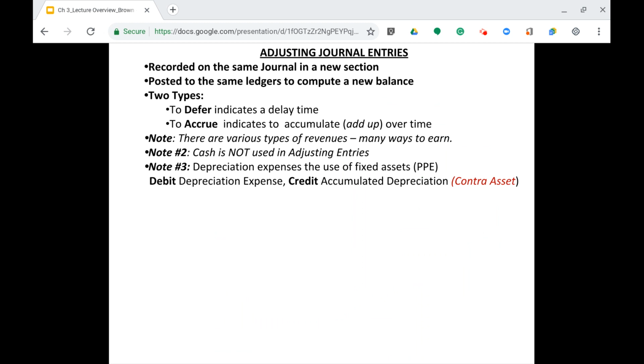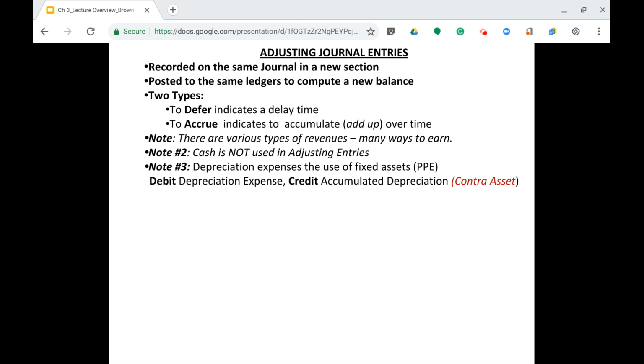Adjusting journal entries. You're already journalizing on a journal. When you get down to the last month's transaction, you draw a line and then you write adjusting entries. Why do you do that? So that you yourself know that you're doing your adjustments now. Once you start your adjusting entries, they're all dated the 31st or the 30th, whatever the last day of the month is. If it's February, then it'd be the 28th or 29th, depending on if it's a leap year or not.